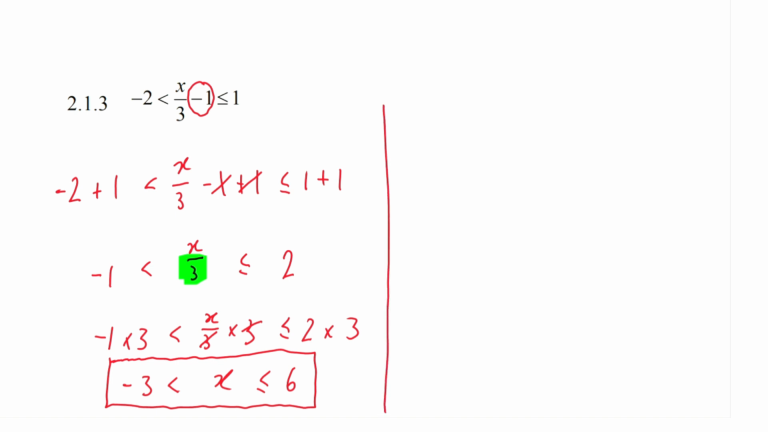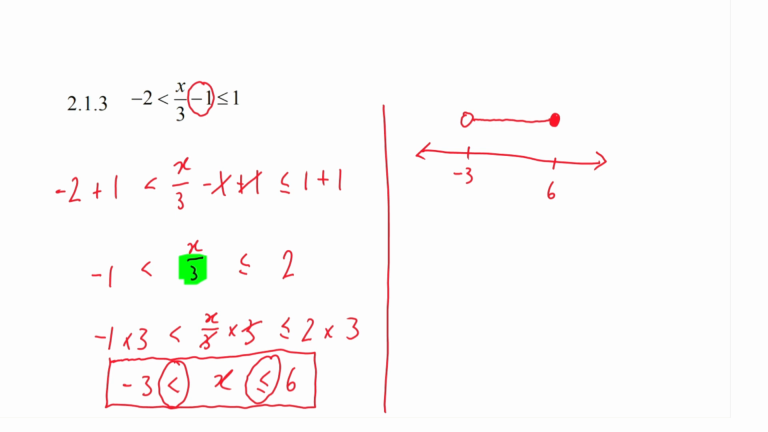And if we are showing this on a number line, we first draw our x-axis. We then draw a smaller number, which is minus 3. Then our larger number, which is 6. Since this is a strictly less than sign, we put an open circle here. This is a less than or equal to sign. Therefore, we put a closed circle here. Now, since x lies between these two numbers, we therefore draw a line between these two circles. And that is your representation on the number line.